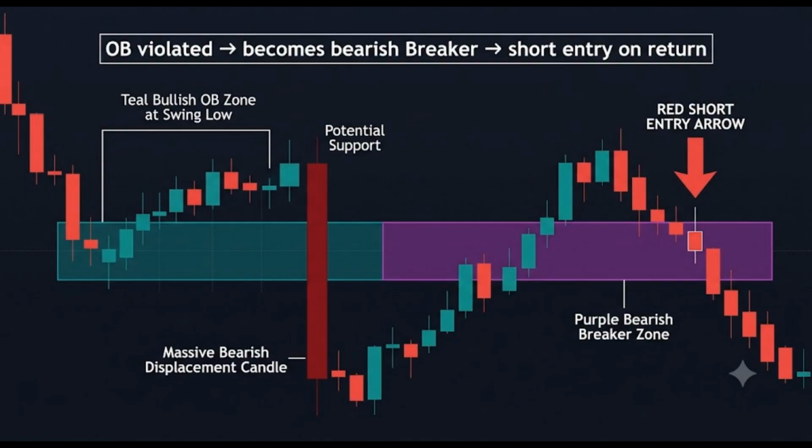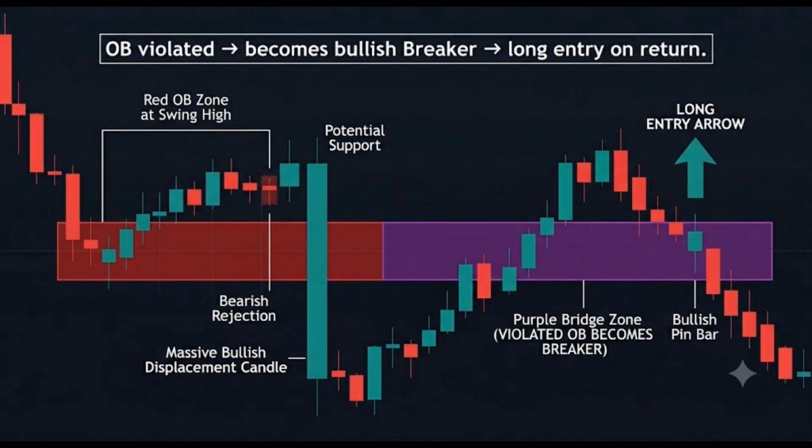Price returns to it. Instead of bouncing, a displacement candle closes below the full OB body. The zone is violated. That zone is now a bearish breaker. When price later rallies back to that same level, it is now returning to a supply zone. Institutions who are now short are defending that level. The PA confirmation at a bearish breaker is a bearish candle closing back below the breaker zone, the wick through, body out pattern. That is your short entry.